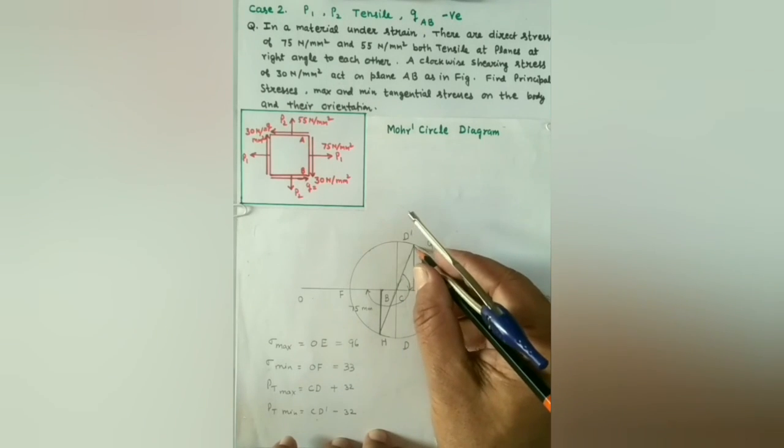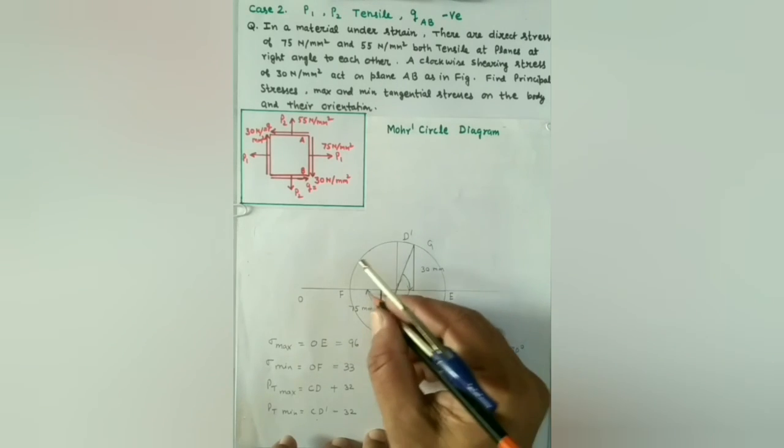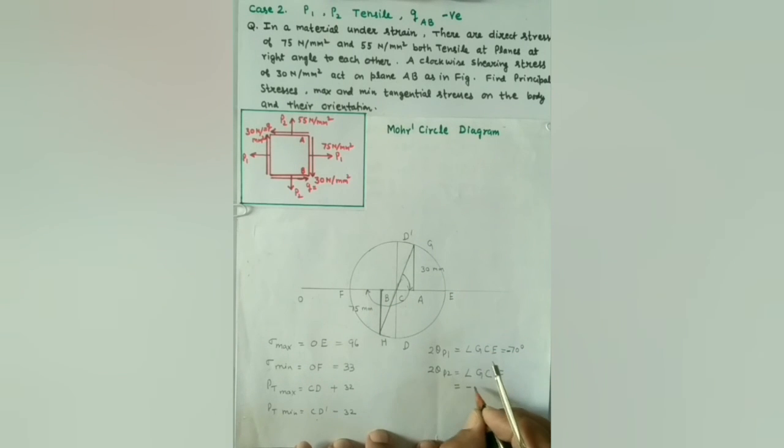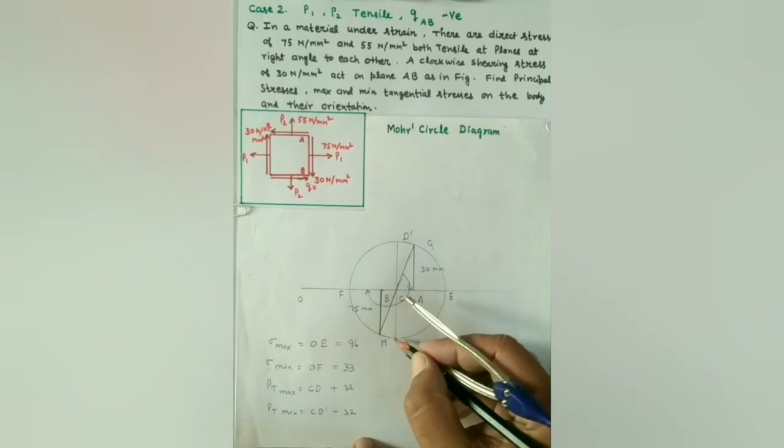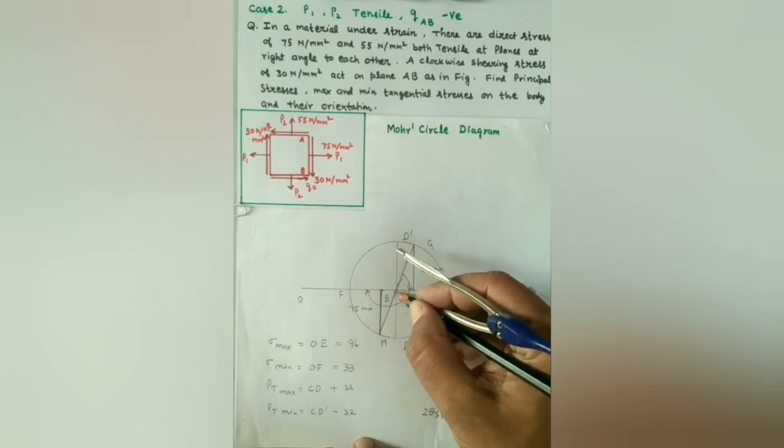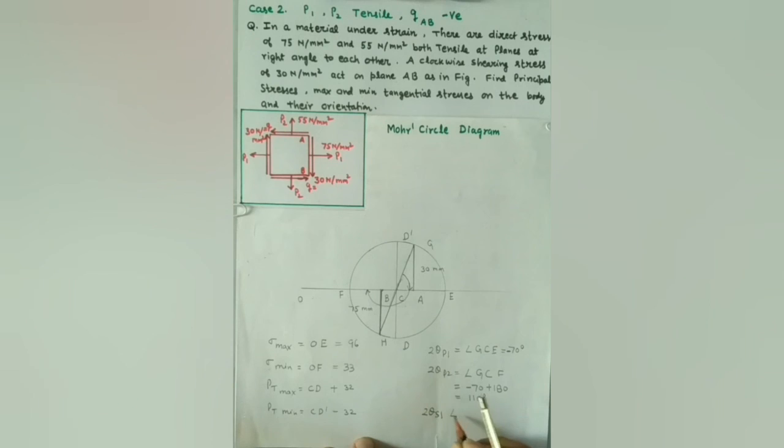So this gives a value of minus 70 plus 180, that is equal to 110 in the clockwise direction, or minus 70 minus 180, that is 250 in the clockwise direction, which is 110 in the positive, anti-clockwise direction.